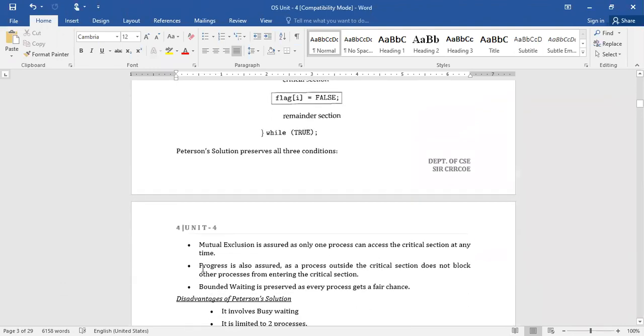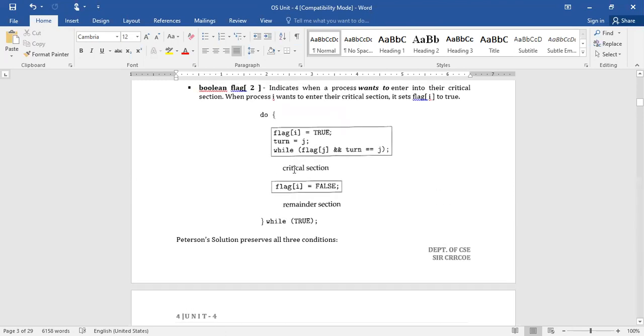So here you need to check whether it satisfies the three conditions. What are those? Mutual exclusion, progress, and bounded waiting. Now mutual exclusion is assured, because here only one process will get access.